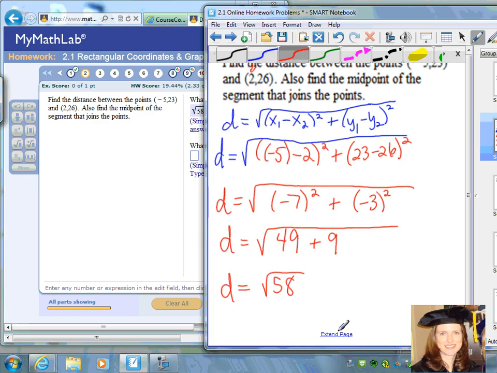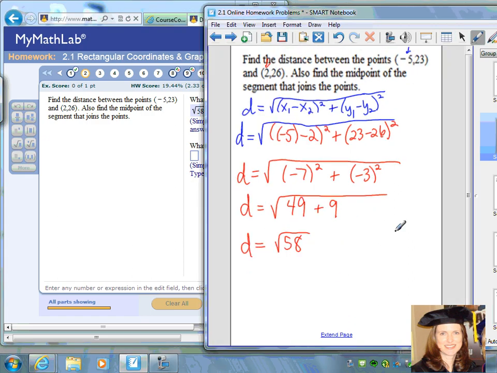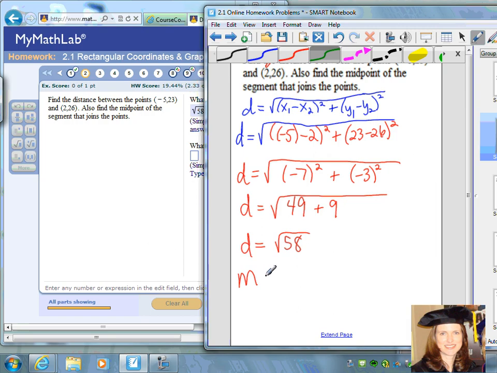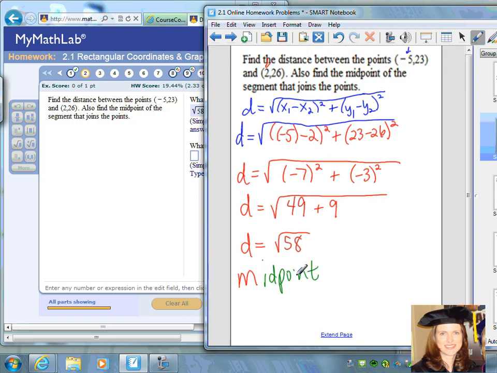This question has part B where we're asked to find the midpoint. To find the midpoint, we are going to use the formula for midpoint, which is x sub 1 plus x sub 2 divided by 2. Basically, you're adding up the x values and dividing by 2, and y sub 1 plus y sub 2 divided by 2. You're going to add up the y values and divide by 2.